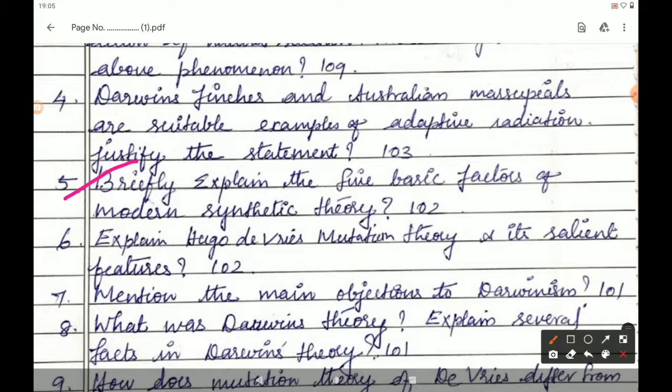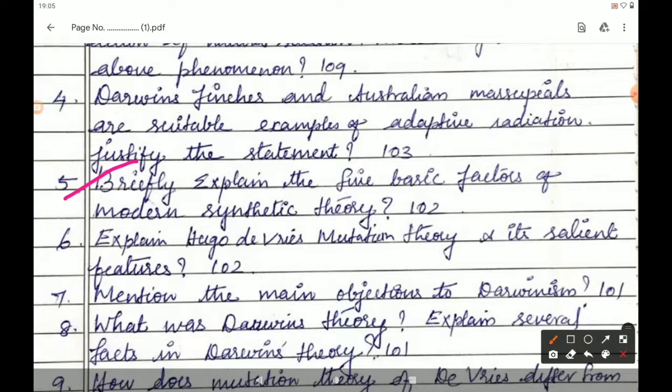Briefly explain the 5 basic factors of modern synthetic theory. Answer is given in page number 102, under the heading 6.5.4 modern synthetic theory. Students, there are 5 subheadings. Gene mutation, open the bracket. This also you have studied for a 2 mark question. Refer to what is gene mutation and what is the effect of gene mutation on evolution. Then chromosomal mutation and its effect on evolution, genetic recombination and how heritable variation occurs, also studied. Then natural selection, reproductive isolation. All the 5 points you have to write in detail. Close the bracket, till between related organisms.